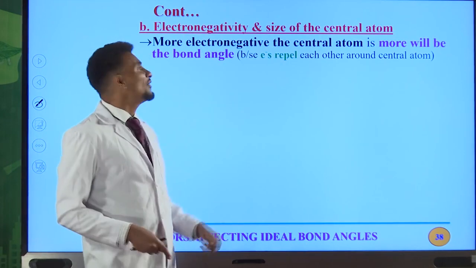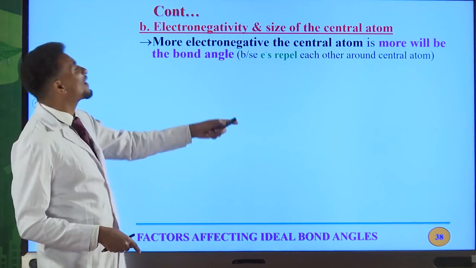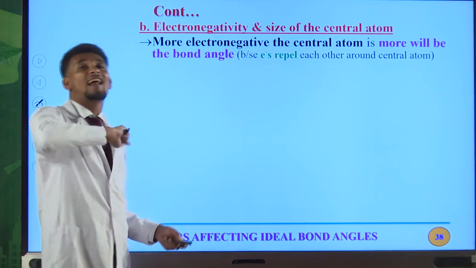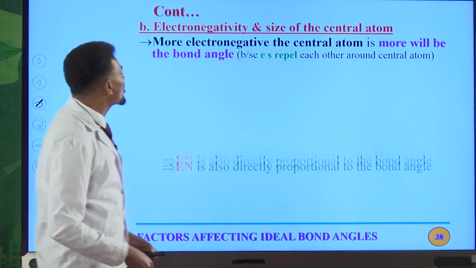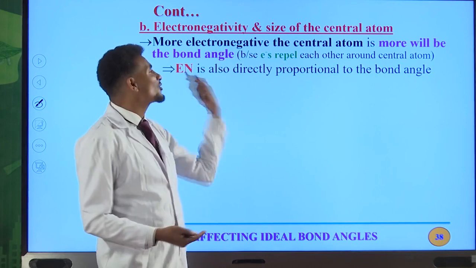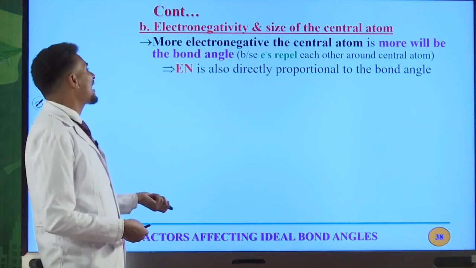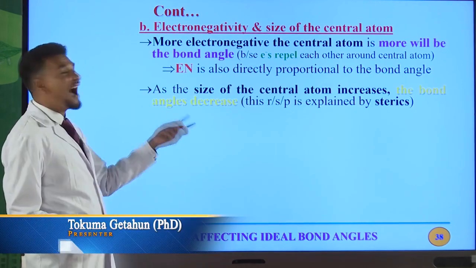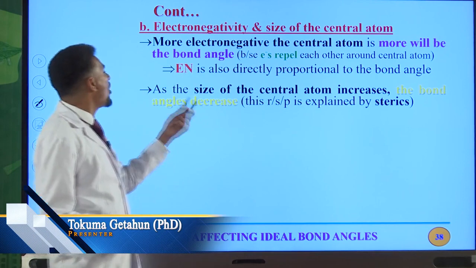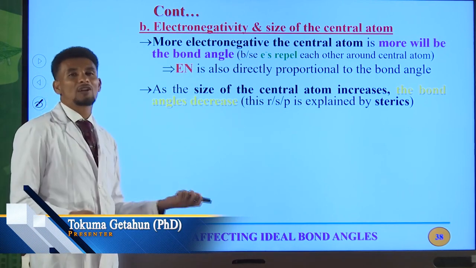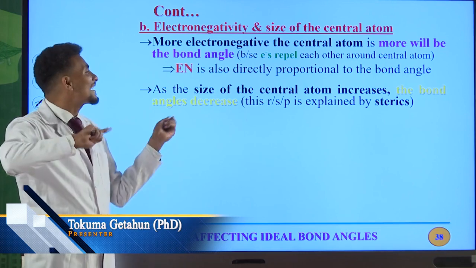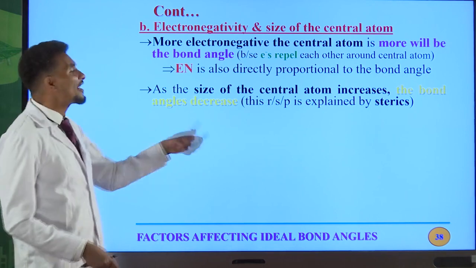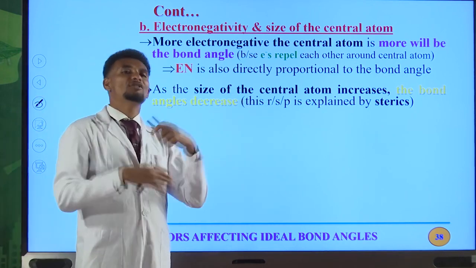Another one, electronegativity and the size of the central atom. The more electronegative the central atom is, the greater the bond angle. If the electronegativity of the central atom increases, the bond angle also increases. Why? Because electrons repel each other around the central atom. So electronegativity is directly proportional to the bond angle. As the size of the central atom increases, the bond angle decreases. They are inversely proportional. If the size of the central atom increases, the bond angle decreases because of steric hindrance.